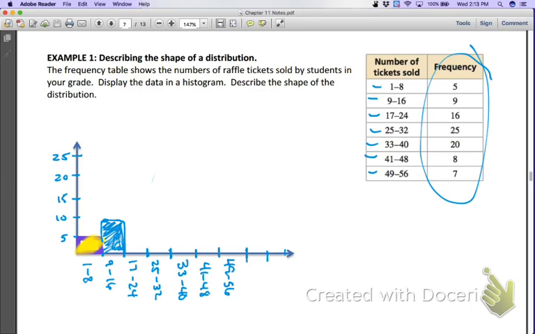So if it's at 16, from 17 to 24, I'm going to go a little bit above 15, maybe a little bit too far. Run it over, shade it in here. Do the same thing from 25 to 32. Now this one's going all the way to the top.